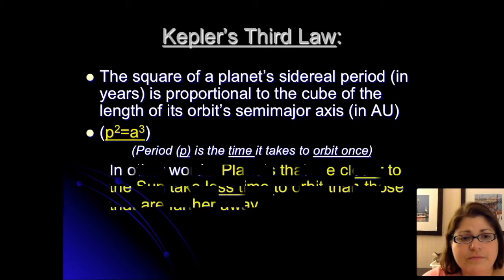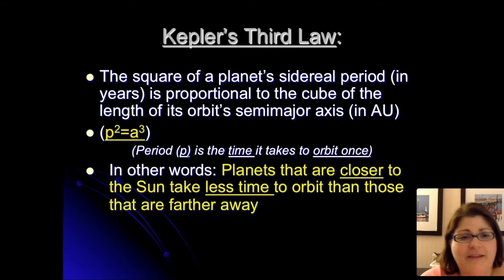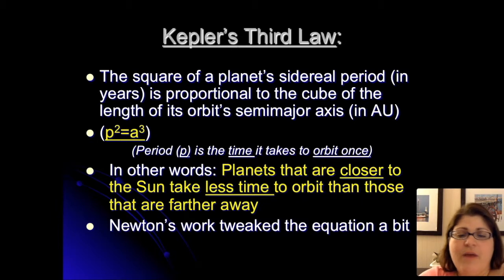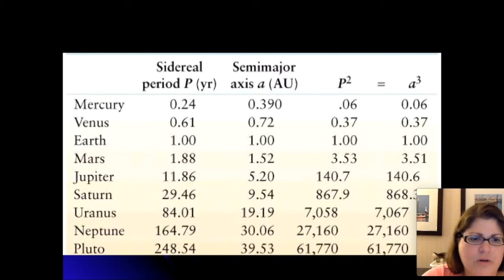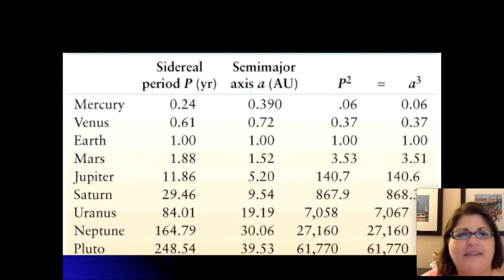So, what we're really saying for this is planets that are closer to the Sun take less time to orbit than planets that are further away. The mathematical relationship got tweaked a little bit by Newton, but for now, that's all we care about. So when we look at the planets, this should make sense. Mercury's orbit is much, much, much shorter than Neptune's orbit. Mercury's much closer. It orbits in 88 days. Neptune takes 164 years.